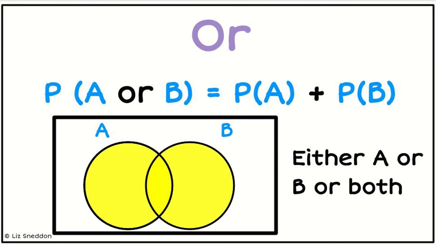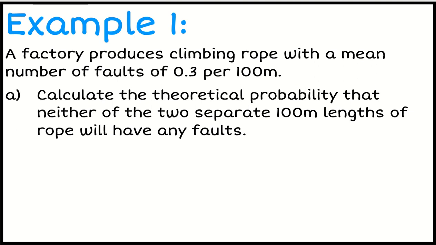"Or" in probability means to add. So that means it could be in A or in B or in both. It could be in either of those things. So that's when we're going to add it together. So "or" is add and "and" is times. So let's look at this example.